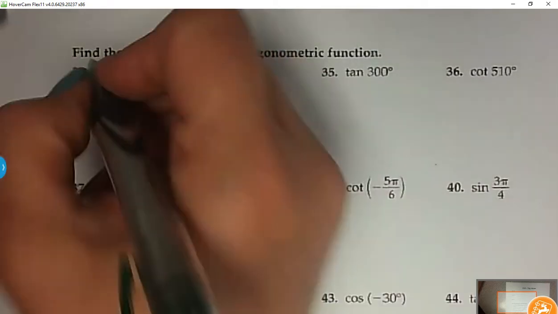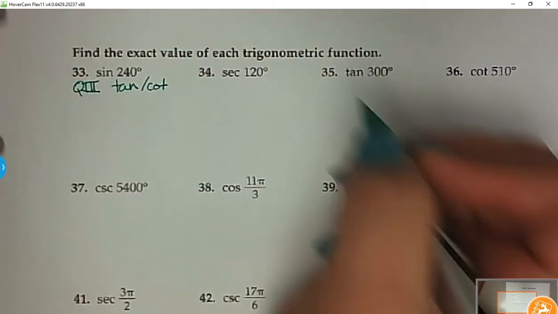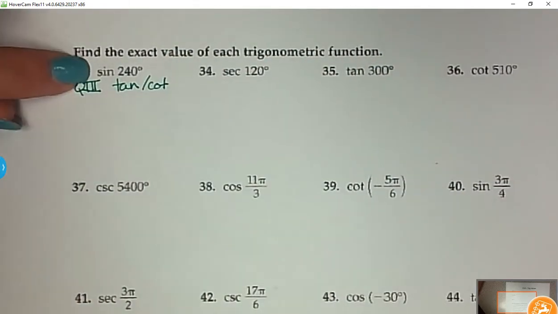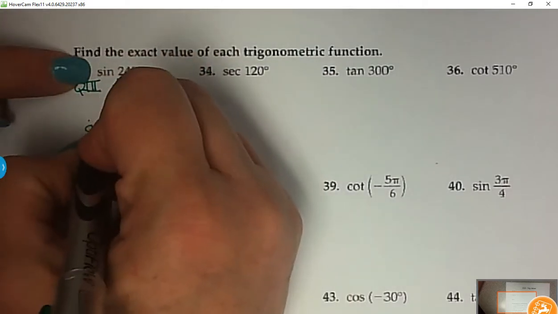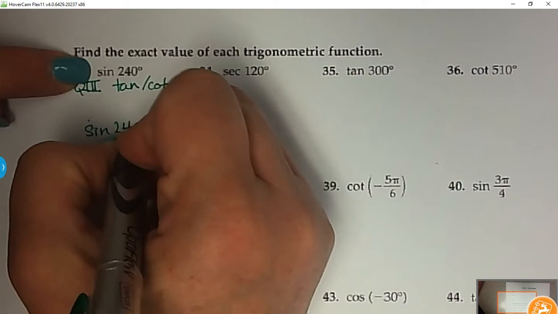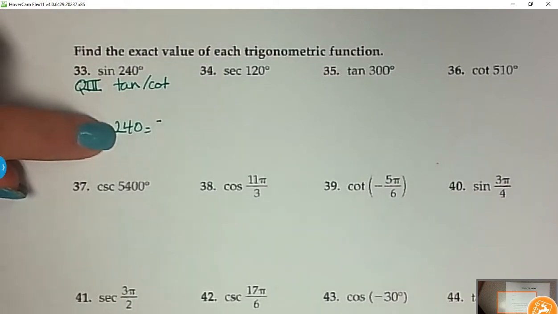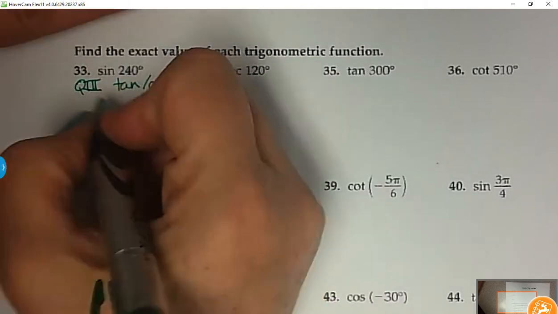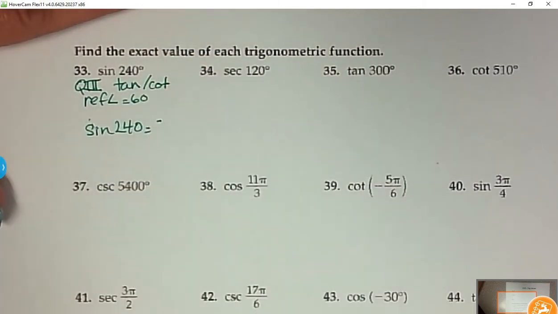In quadrant 3, the tangent and cotangent are going to be positive. Well, I want to know the sine of 240, so that means it's going to be negative. It's going to be a negative number. After that, I've got to find a reference angle. Well, how far is 240 from the x-axis? Well, 240 minus 180 is 60. So my reference angle is 60.